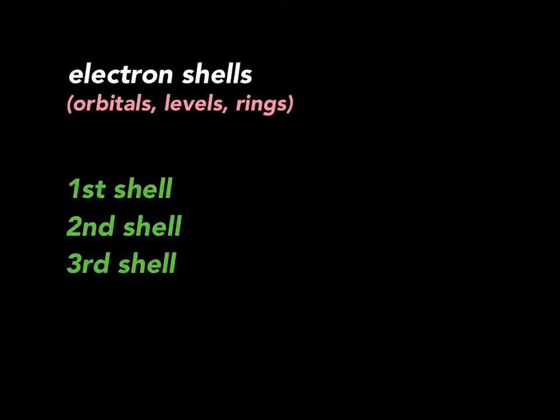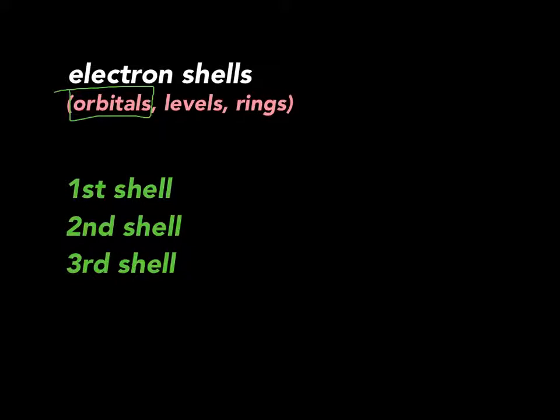Well, when we're talking about drawing atomic models, we need to talk about electron shells. And electron shells are sometimes called orbitals, levels, or rings, and we can call them all of those different things. Eventually, if you go on to chemistry, though, they do become what's known as orbitals, and that is the more correct way to talk about these things. Well, for the 8th grade level, we're really only going to be drawing atoms with up to 3 shells.